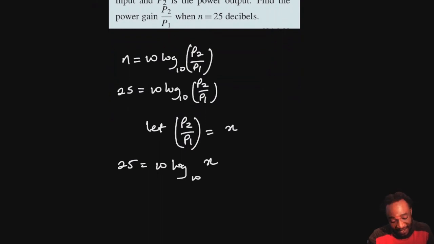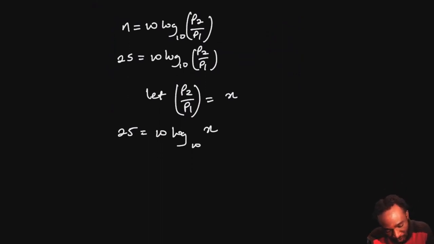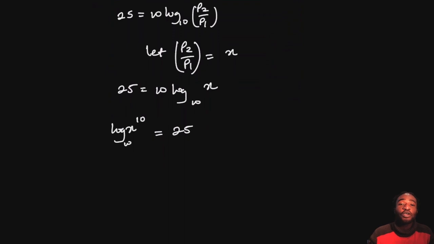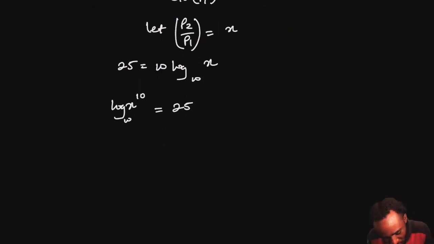Just like this. And now we can use the power rule over here to take this all the way to the top to get log of x exponent 10 to the base of 10 is equal to 25. Just like this. And we can use the definition or the exponential form to convert this equation right now to x raised to the power 10 is equal to 10 raised to the power 25.